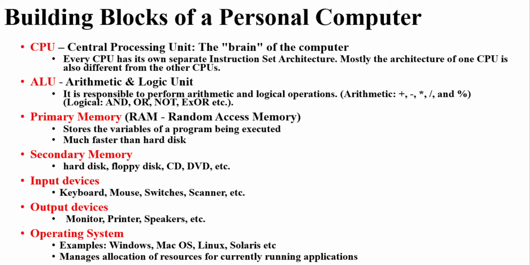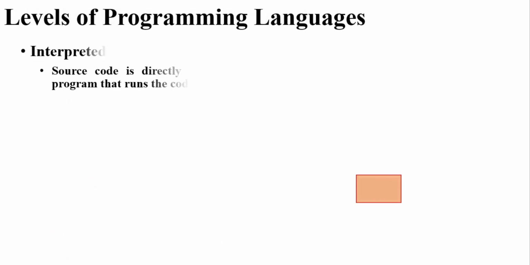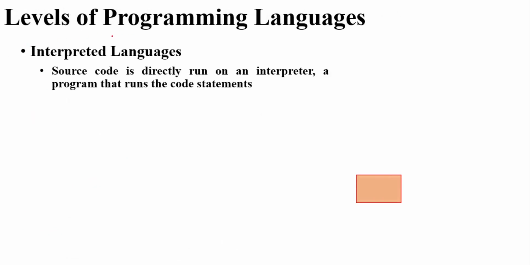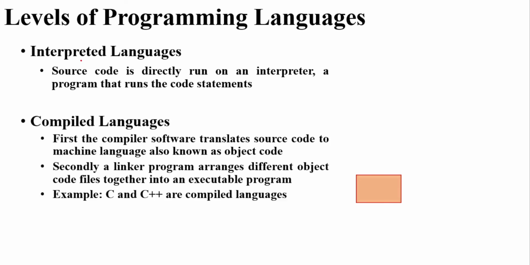Okay. Now, this is all about the computer's internal blocks. So, where do we look for the programming? Let us look into the programming part. There are generally two types of software which are used to debug or compile a program. First is the interpreter, or interpreted languages, where the source code that the user writes is directly run by the interpreter and the program runs the statements in one go.